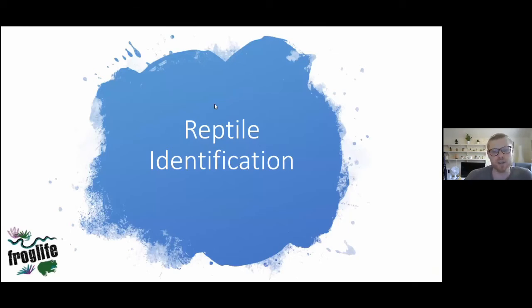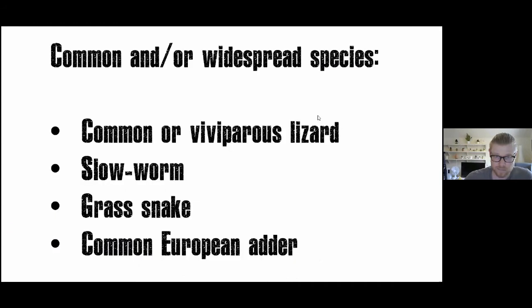So we're going to jump straight into reptile identification. And these are the 4 species that we're going to be covering today. Okay, so these species that you can see, or at least the names of the species that you can see on your screen, are what we consider the common or widespread species.